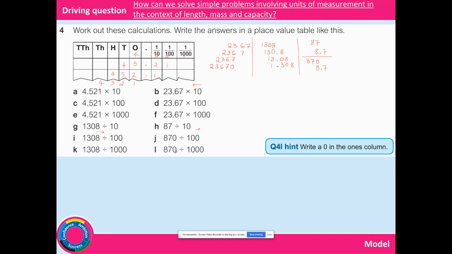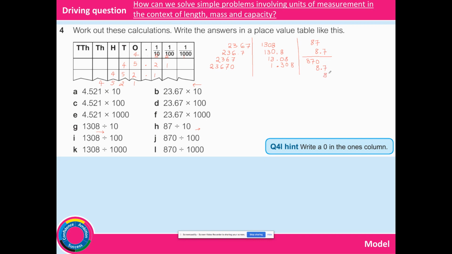Now, if I have 870 divided by 1,000, I'm just going to look at my original. 3 zeros, 3 places. Here's my 8. 1, 2, 3. My 8 is going to be in the tenths column.